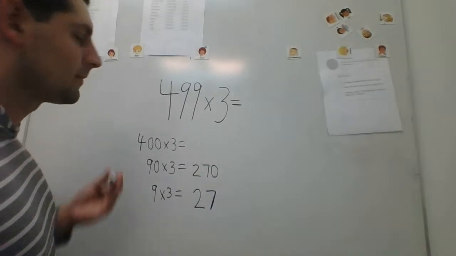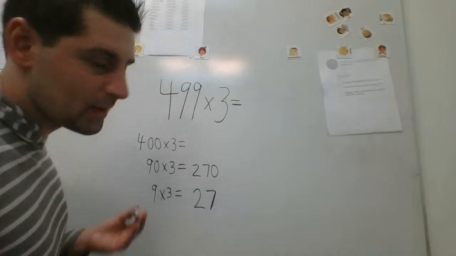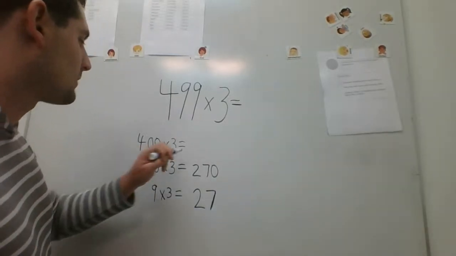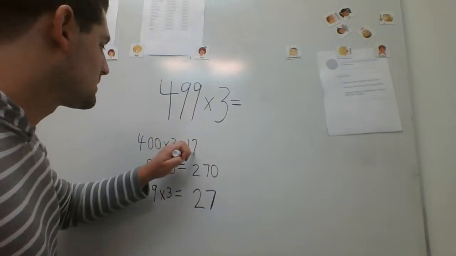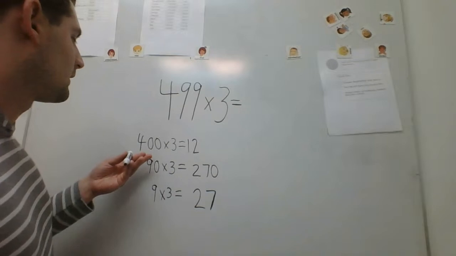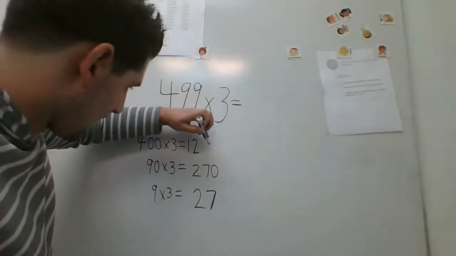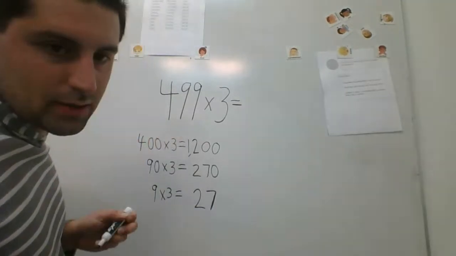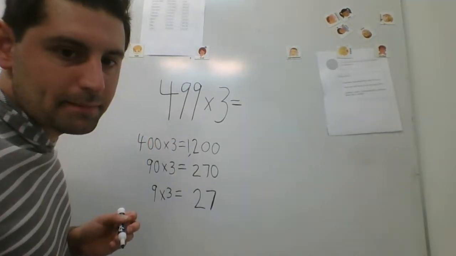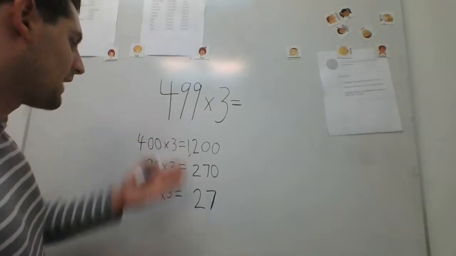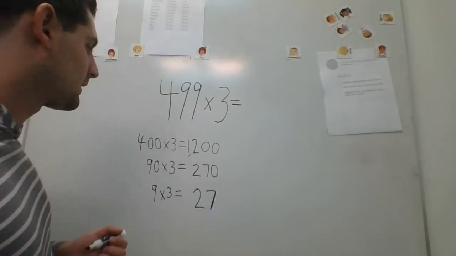400 times 3, I'm going to multiply 4 times 3, and then I'm going to add 2 zeros to my answer. So 4 times 3 equals 12. If I add 2 zeros to my answer, that 12 becomes 1,200. So now we have to add these 3 numbers up.